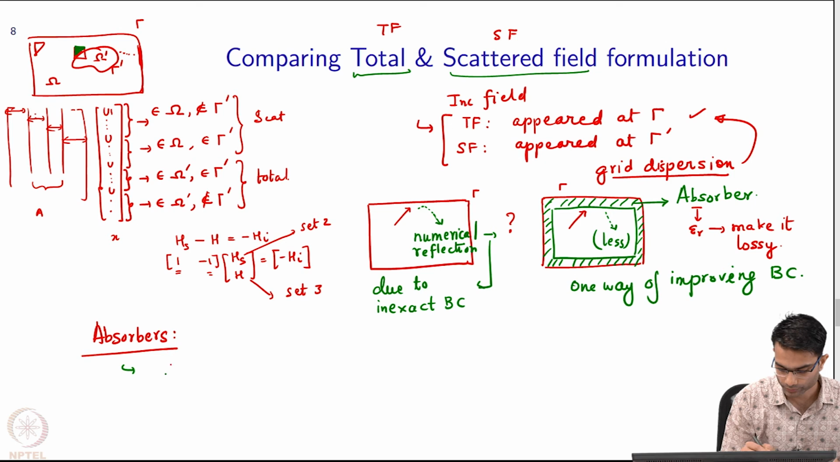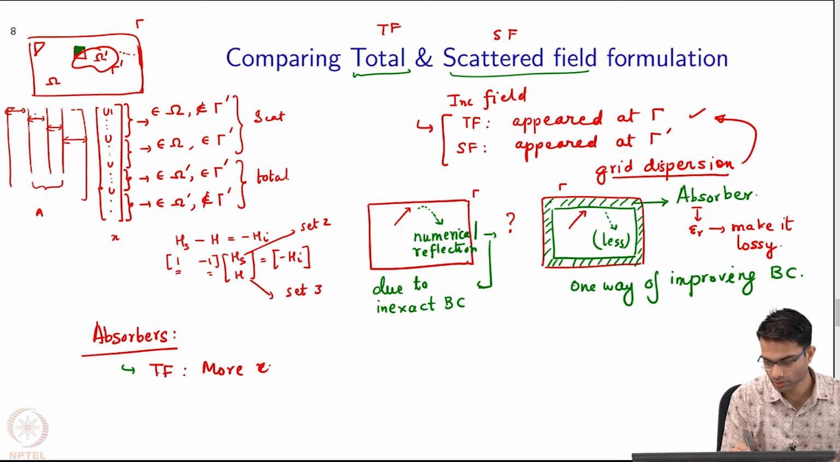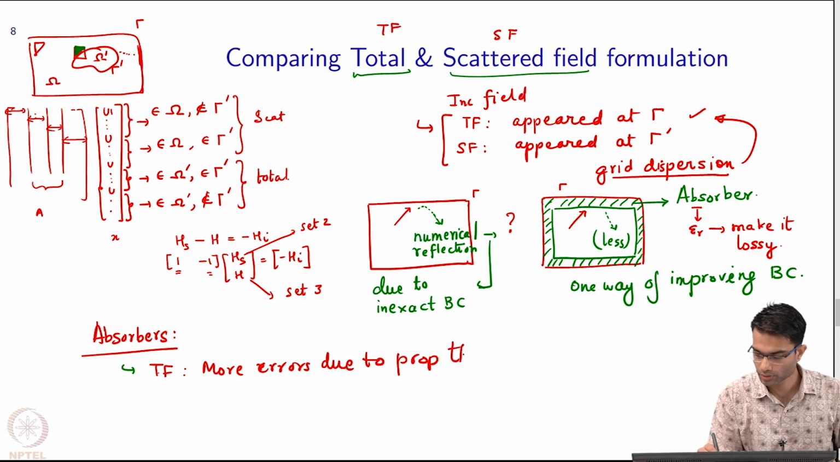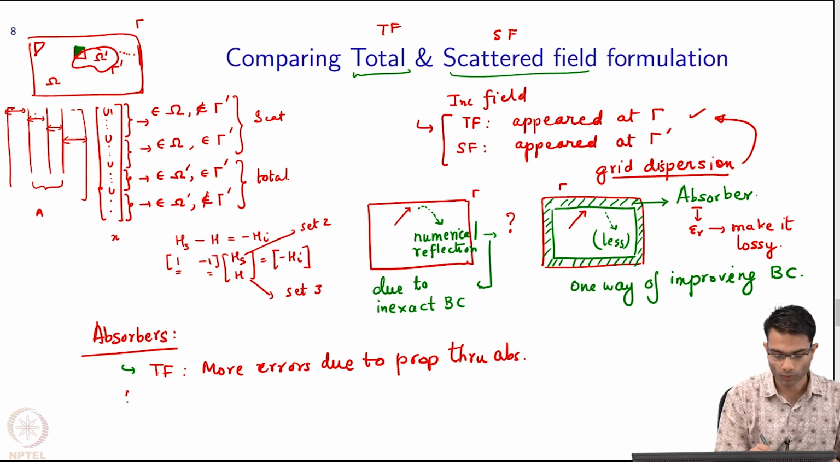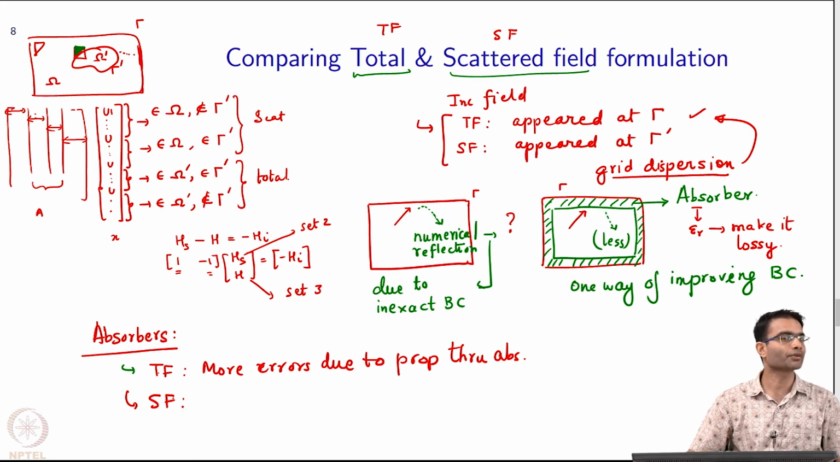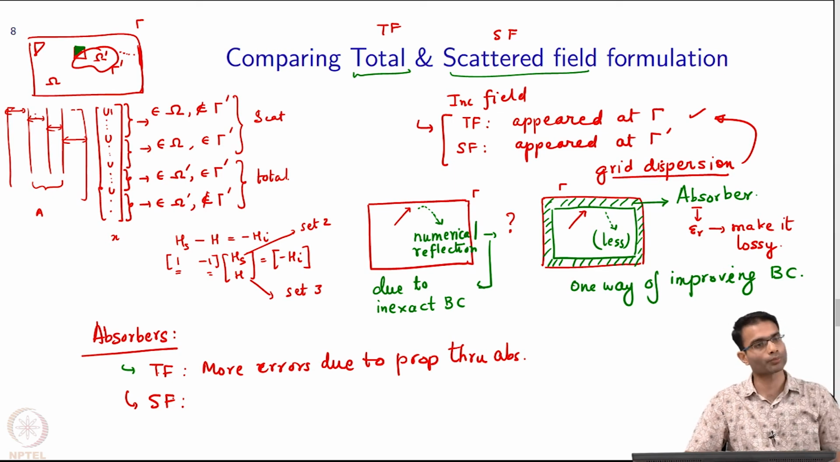has more errors due to propagation through absorber. What happened to scattered field formulation? Perfect, no change at all, because incident field is being introduced at gamma prime and your absorber is far away. In fact, it made everything improve because the scattered field would be absorbed even better.